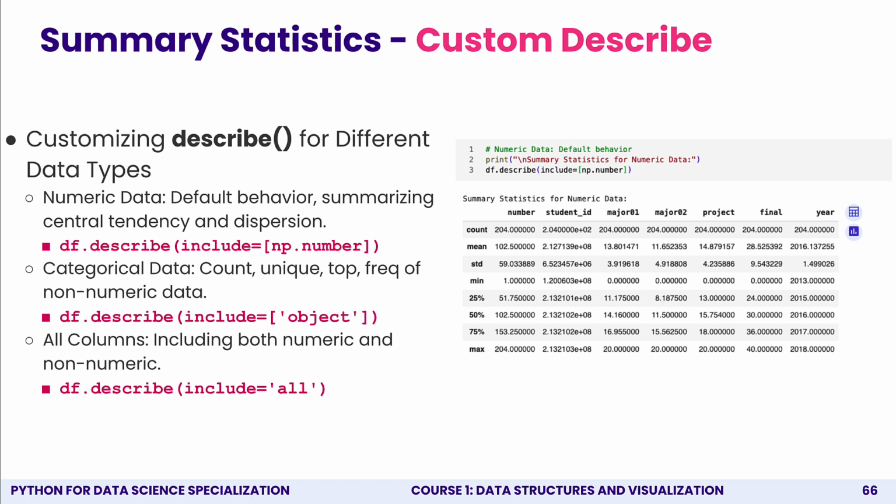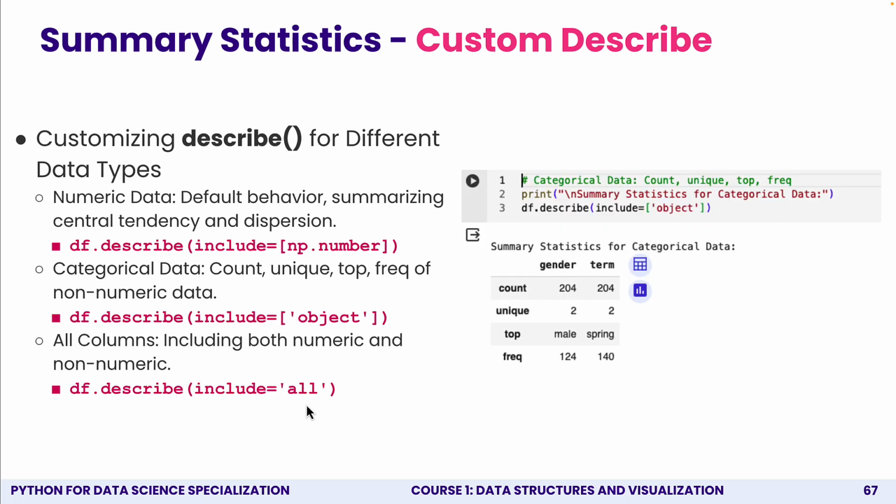You can also have a custom describe. You can specify that you want to describe only the numbers, only the objects, or everything. By default, it's everything. And you can see here, I want to describe only the objects. So what are the objects that we have here? Gender and term. They are both text objects. So it didn't include any of the numerical values in the describe. You can make a filter using include equal object or np.number.